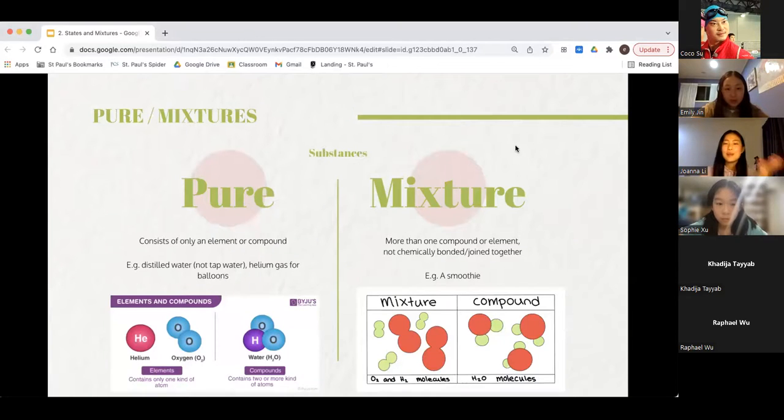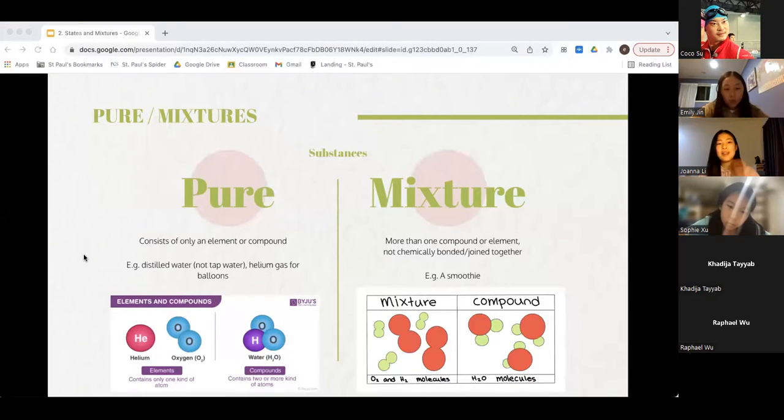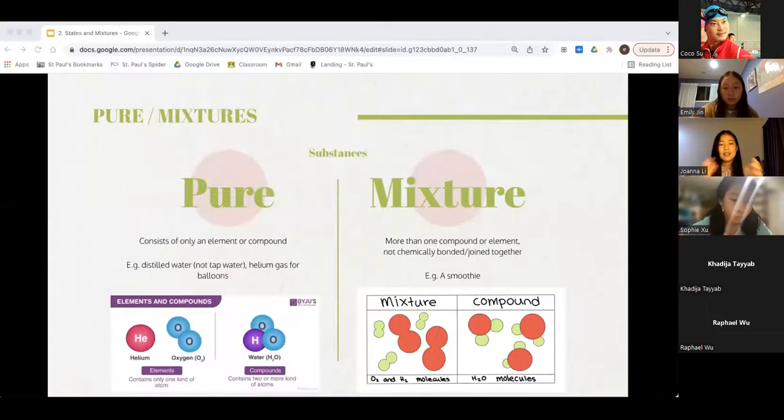We'll just separate the pure substances and the mixtures. Pure substances only contain either one element or one compound, so basically one type of particle. For example, you could have water. Water is made up of two different elements, but it's one molecule, and pure water only has H2O molecules present, making it a pure substance. So if there's only one type of particle present, that makes it pure, as you can see on the diagrams.